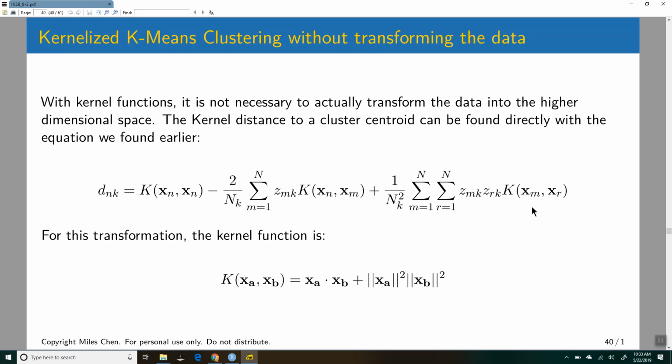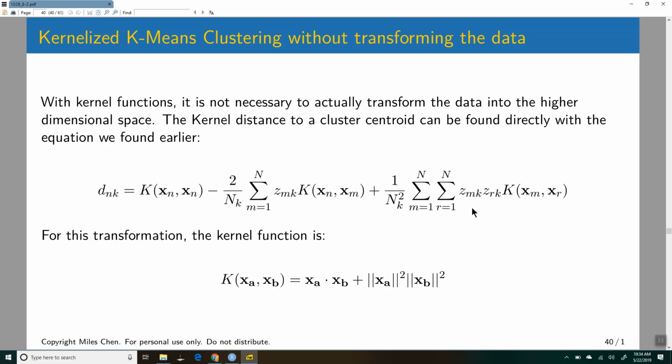We're gonna use the distance metric, and this is the distance from some point n to the centroid of cluster K, but rather than projecting it into higher dimensional space and then calculating the centroid and then the distance to the centroid, we can calculate the distance to the centroid directly using the kernel function and using these vectors z, which indicate whether the point is in a cluster or not.